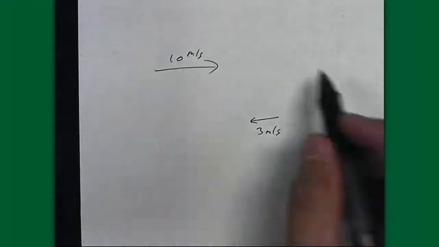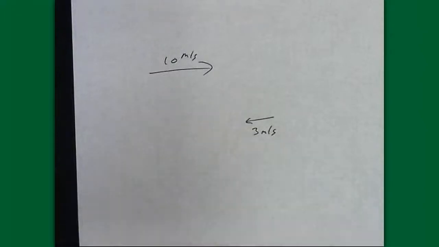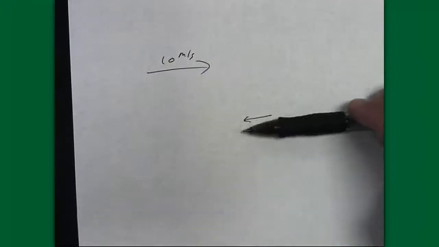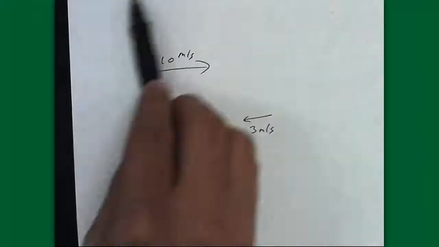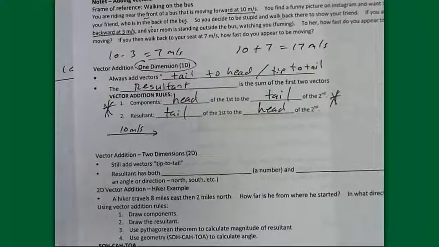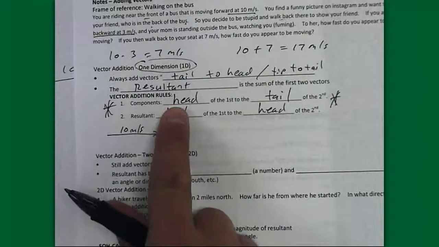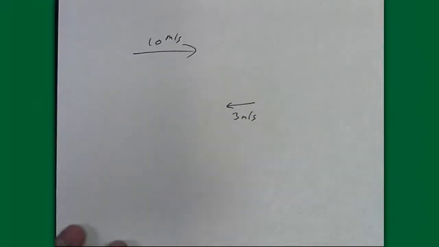I can move these vectors anywhere I want to, but there's two things about a vector that I cannot change. One of those things is the length of the vector, and the other one is the direction of the vector. So as long as I don't change its direction, and as long as I don't change its length, I can move it anywhere on the whole place. And the reason why I want to do that is that I want my components to be oriented so that the head of the first is at the tail of the second. So that's what I'm going to do.